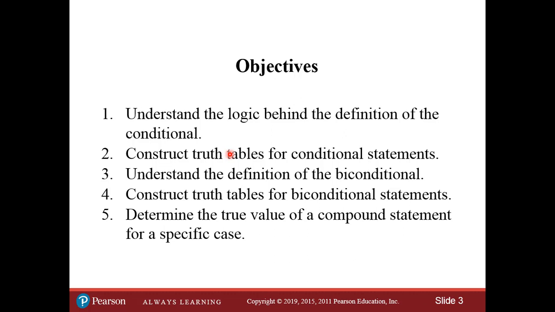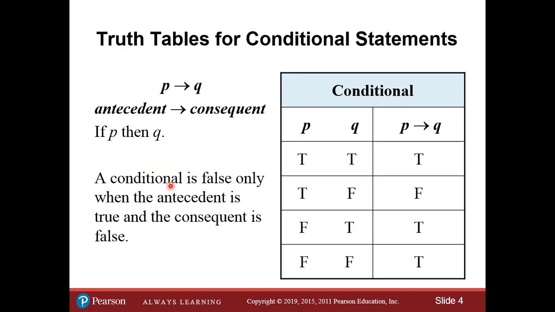We're going to understand the logic behind the definition of the conditional, construct truth tables for the conditional statements, understand the definition of the biconditional, and then construct truth tables for biconditional statements, and then determine the truth value of a compound statement for a specific case. So very similar to the last section, except applying it to conditional and biconditional statements.